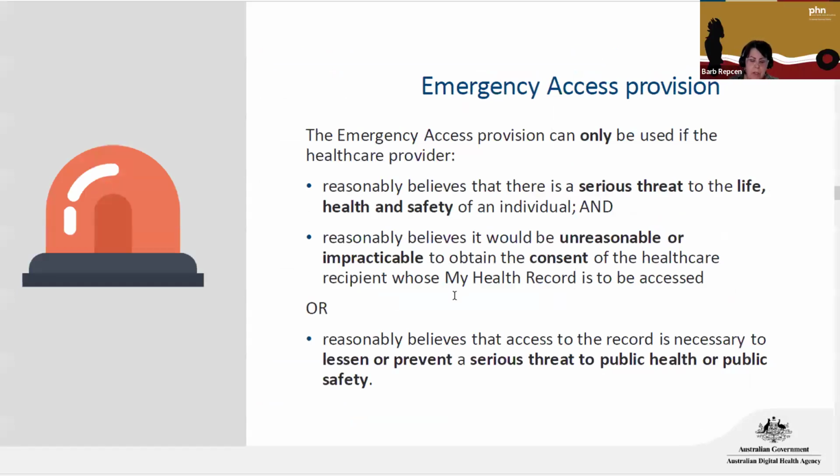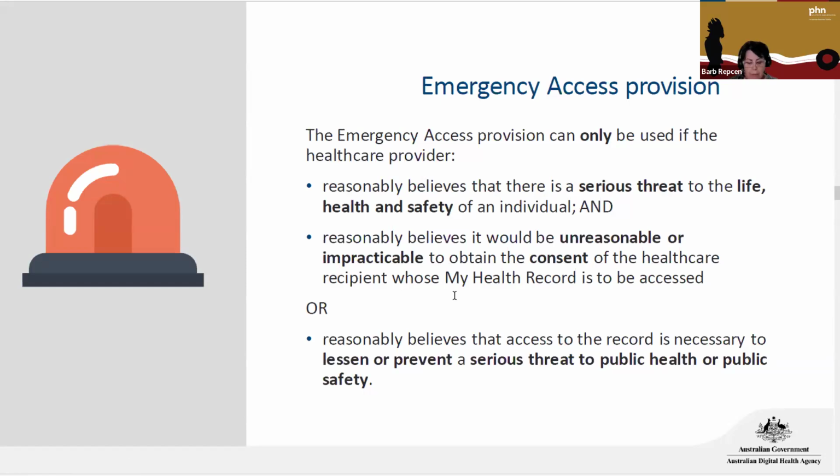There is an emergency access function in the My Health Record which providers can use if they believe that there is a serious threat to life or the health and safety of the patient or the public. However, do be mindful that the patient will be aware of who has accessed their record via this emergency access, and the Digital Health Agency may also inquire with the provider to provide a reason that they have accessed the record.